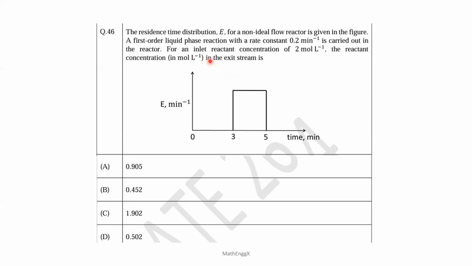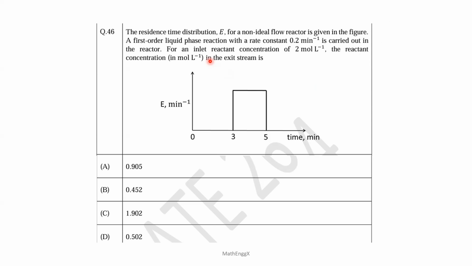The residence time distribution E for a non-ideal flow reactor is given in the figure. The rate constant for this reaction is 0.2 minute inverse. The reaction is first order. The inlet concentration is 2 moles per liter. What will be the exit concentration of the reactor?